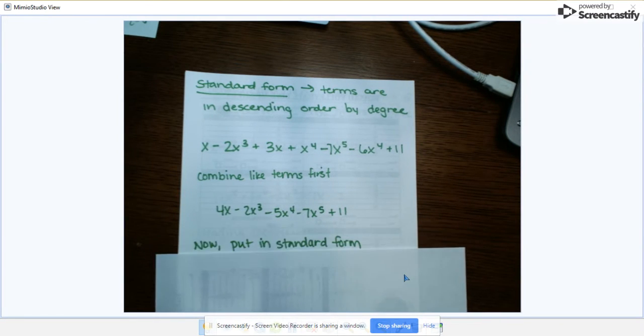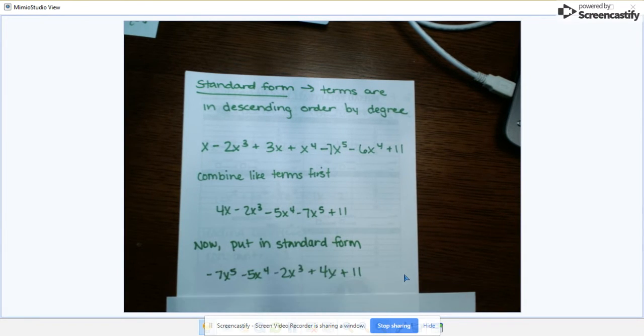And now we need to write it in standard form, meaning the highest exponent or highest degree needs to go first. So it looks like we have an x to the fifth. And remember this, the coefficient and the sign in front goes with it. So this would be in standard form. Our exponents go in decreasing order.